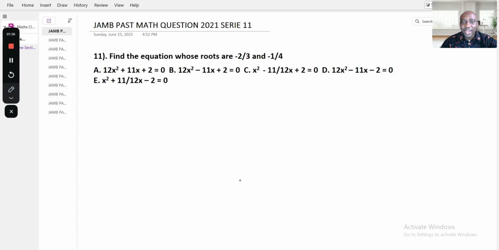I am here to teach you guys how to solve JAMB past question, mathematics for year 2021. Let's begin to solve this question. Find the equation whose roots are minus 2 over 3 and minus 1 over 4.